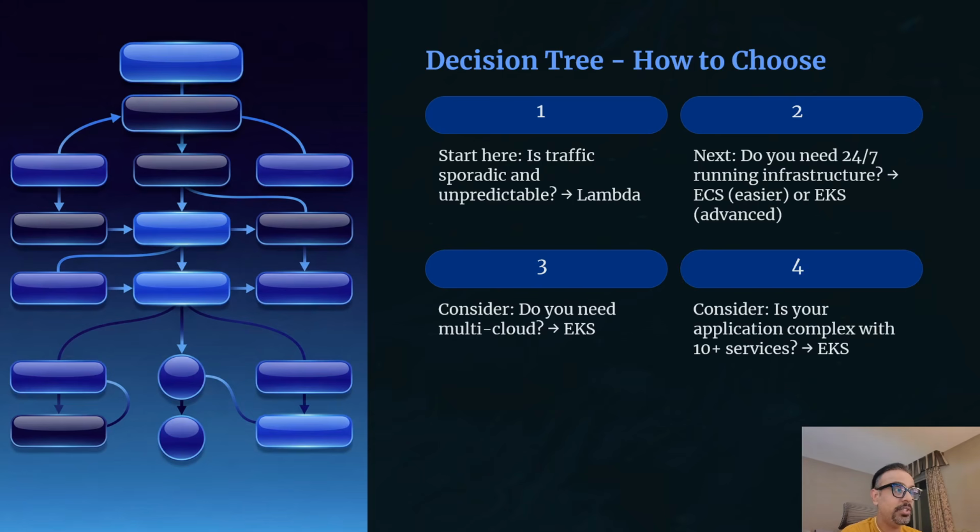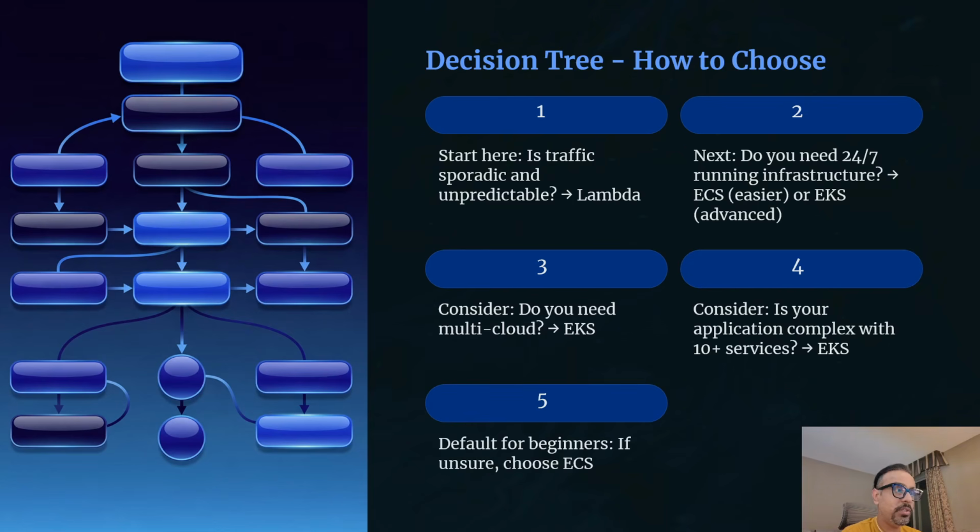The next question you should consider: how complex is your application? Is it a single service application with one deployment target? ECS is great for these kinds of workloads. Multiple interdependent services, where services have to talk to each other, with a lot of dependencies, and they have to run across various regions and availability zones? Then go for EKS because EKS handles this elegantly.